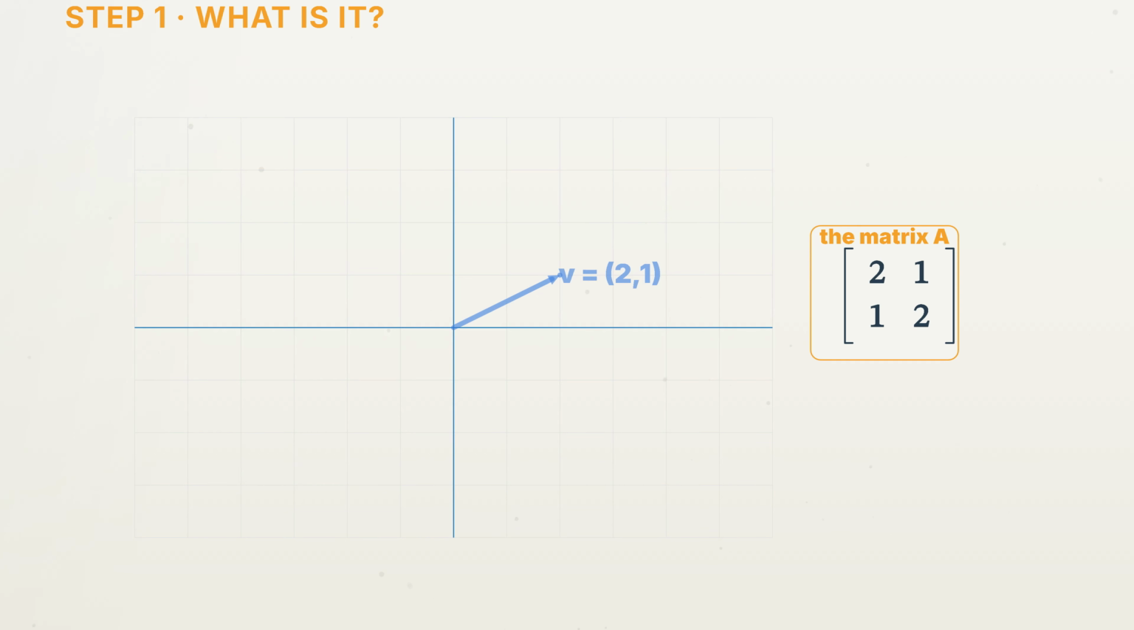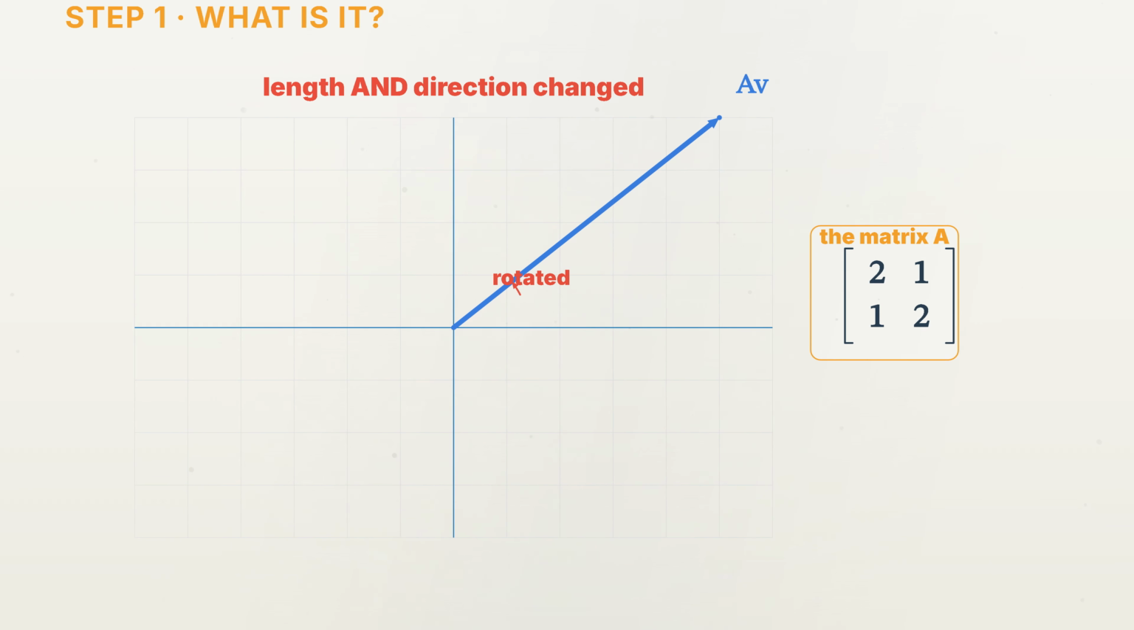Let's make this concrete. Take the vector (2, 1) and hit it with this matrix. 2 and 1 across the first row, 1 and 2 across the second. Now watch the matrix act. The vector stretches and swings off its line. See that red arc? It measures the angle change. Both length and direction changed, and that's normal. That's what matrices do. Nothing stayed still here.